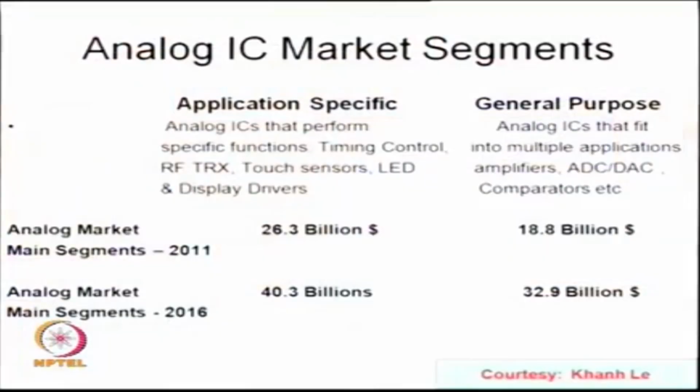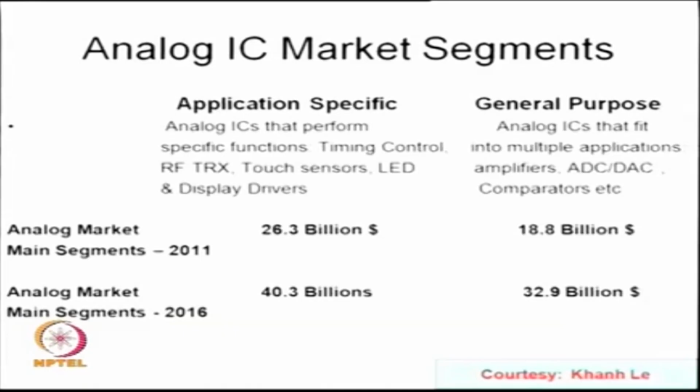There are two segments in digital, and the same two segments in analog, very strong segments. One is called application specific, the other is called general purpose. Like op-amp is general purpose. So we say there are analog ICs that perform specific functions like timing control, RF transceivers, touch sensors, LED drivers, display drivers. Then we have general purpose, for multiple applications, like amplifiers, DACs, ADCs, comparators, latches, sense amplifiers. These are essentially general purpose, they do not go for a system.